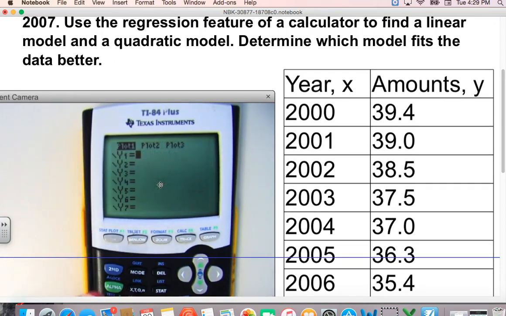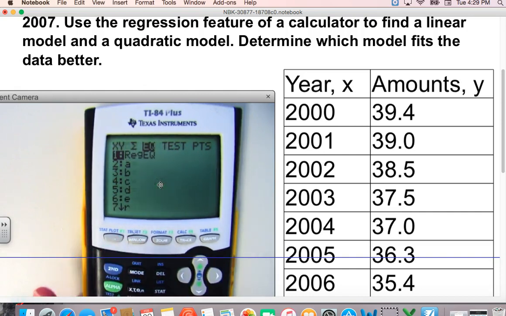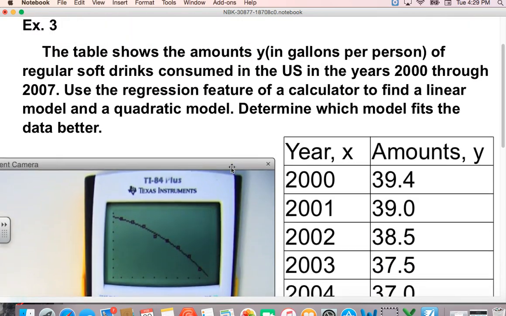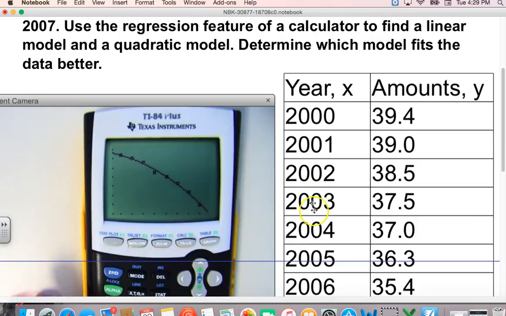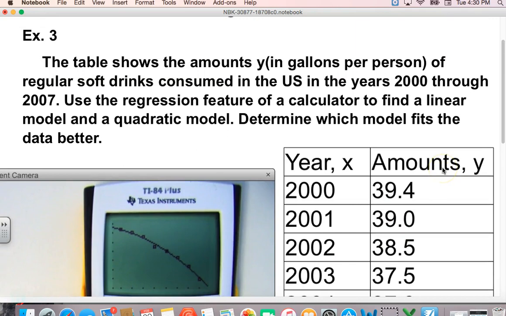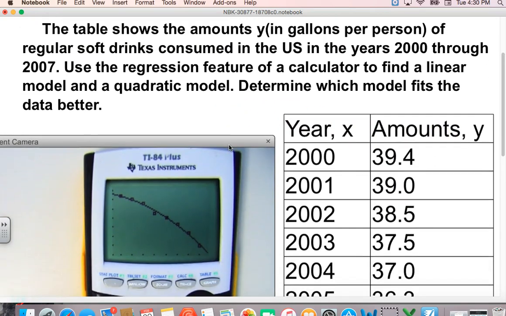Now if we hit vars on this one, graph our regression equation, we can see the regression line that goes through it. And then we could use it to estimate, if they just want us to find the model, determine which one was best. But maybe now they say, okay, well, what about in the year 2018? How much is there going to be? How many gallons per person of soft drinks are going to be consumed? So then we could hit second table and go out to the year 2018.